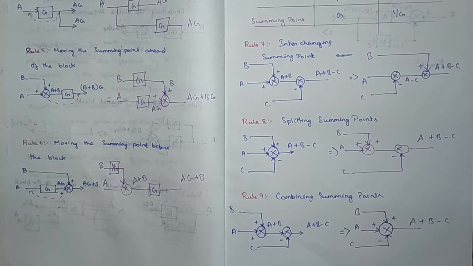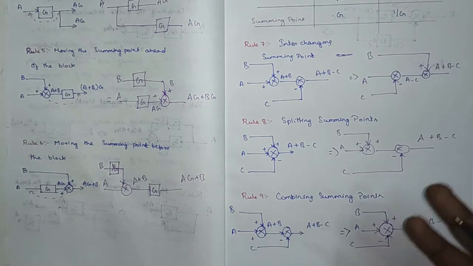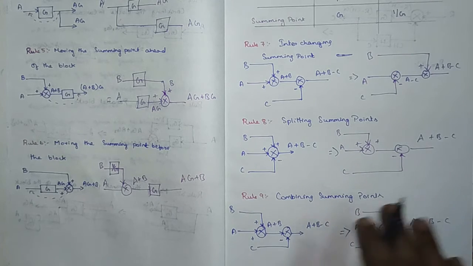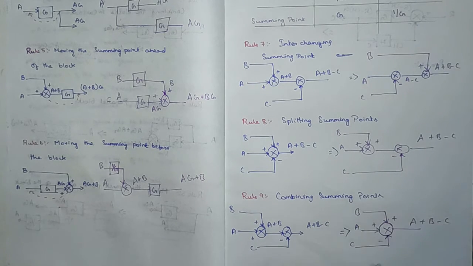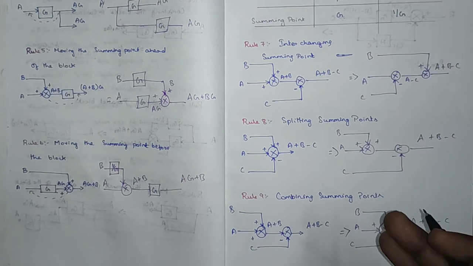So rule number 1 and rule number 2 are the basic rules, and rule number 3, 4, 5 and 6 are the important rules by which rule number 1 and 2 are obtained. Rules number 7, 8, 9 are interchanging the summing points, splitting the summing point and combining the summing points. The last rule: we do not have series blocks. We do not have parallel blocks. Even though we are moving the summing points or the branch point to the left or the right, we do not get any parallel or series.